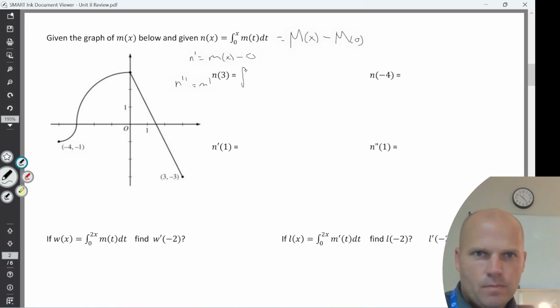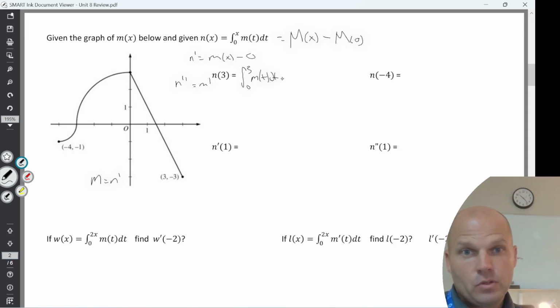N of 3. We could either find this or find that. I don't have super M. This is the graph of M. I realize M is the derivative of N. So I'm not going to do that. Instead, I just need to accumulate from 0 to 3.